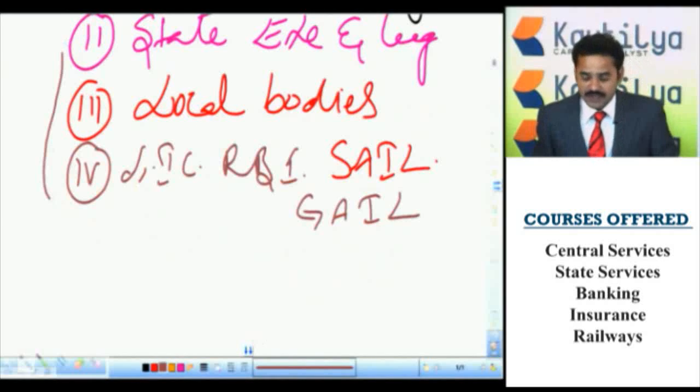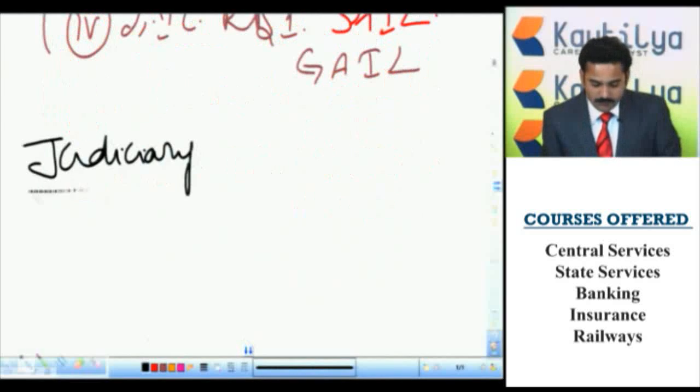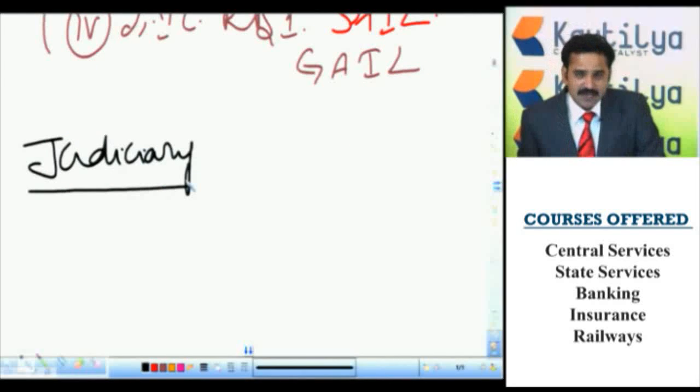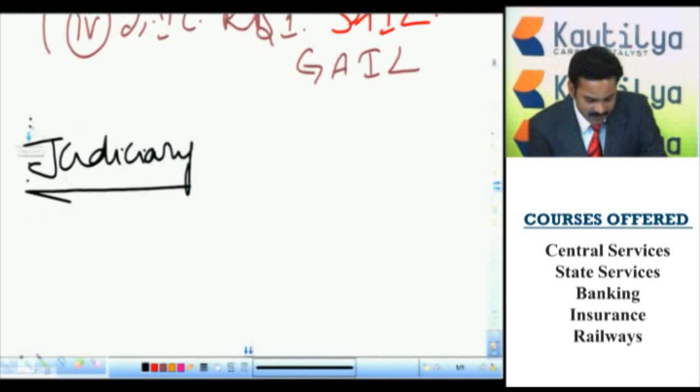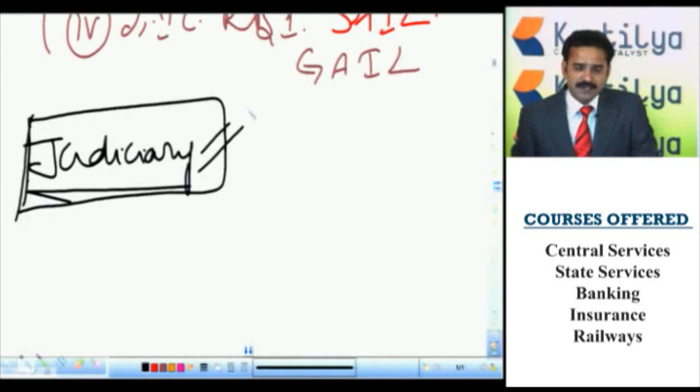But here what we need to remember is that the judiciary does not come under the definition of the state under Article 12. In many examinations, questions were asked like this: which one of the following does not come under the definition of the state under Article 12? So the judiciary does not come under the definition of state under Article 12. This is one of the important points from the examination point of view.